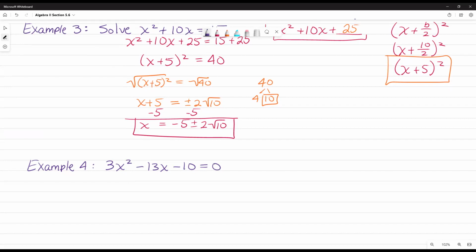Is 3x squared minus 13x minus 10 a perfect square? Is that a perfect square trinomial? Yeah, no, not at all. So we're going to put this in the form that we had previously where the x squared and the x terms are together, and we get that 10 out of the way. So we're just going to add 10 to both sides, and we end up with 3x squared minus 13x equals 10. All right, so I need to find out what my C term is.